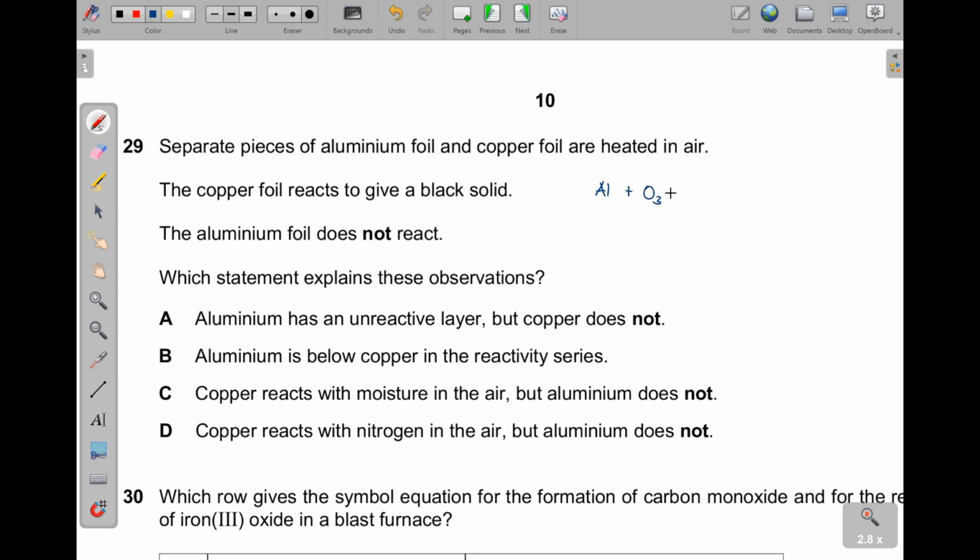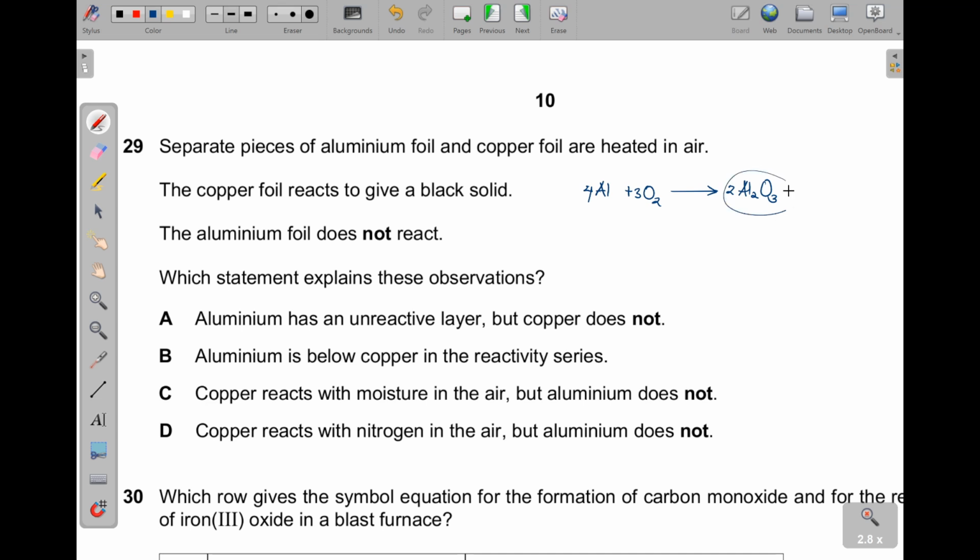the oxygen to give aluminium oxide. That aluminium oxide there, if I can balance this, I can put a 2 here. And then we have a 4 and then a 3 here.